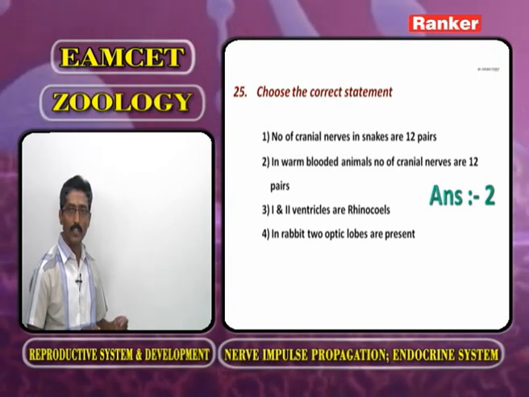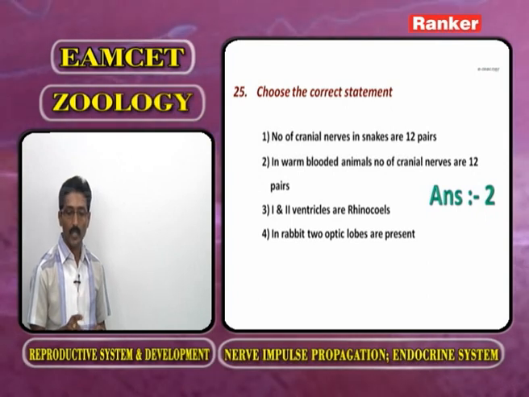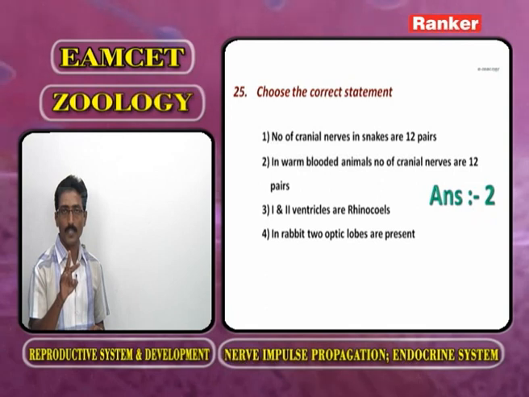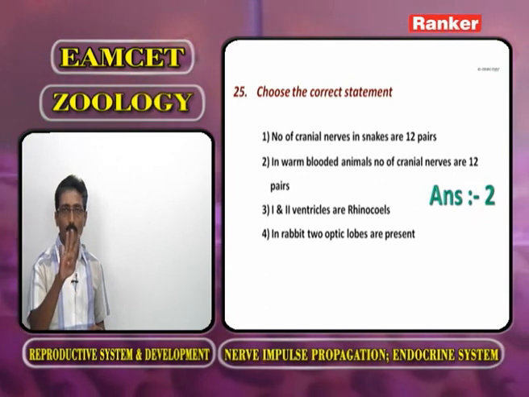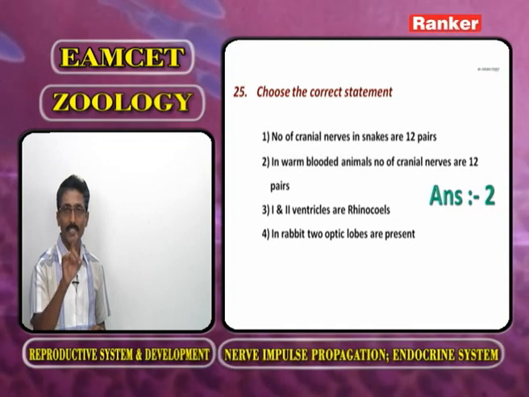Third, first and second ventricles are rhinoceles. But what will we learn? First and second ventricles are called paraceles. So the third option is wrong. Fourth, in a rabbit 2 optic lobes are present. In all mammals, how many optic lobes? 4. That is called corpora quadrigemina.